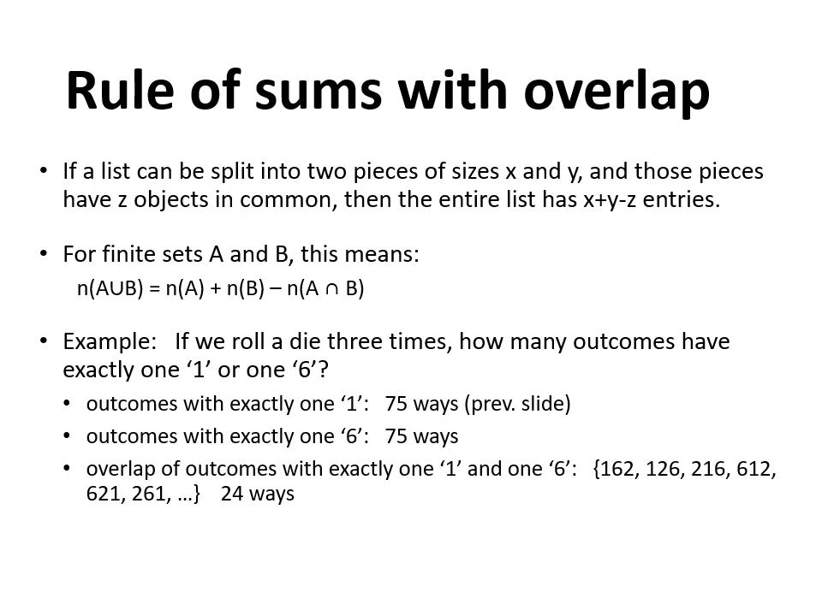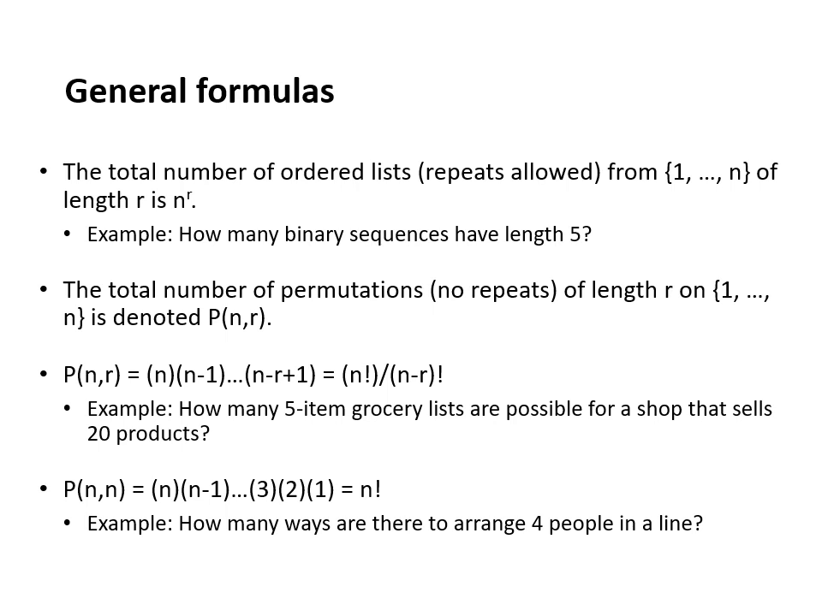Here we want to exclude those. So those are outcomes such as 1, 6, 2, 1, 2, 6, 2, 1, 6, and so on. And there will be 24 such outcomes. Now, if we apply the rule of sum with overlaps, we get 75 plus 75 minus 24, which is the overlap, meaning there are 126 ways total to roll a die 3 times and get exactly 1, 1 or 1, 6.